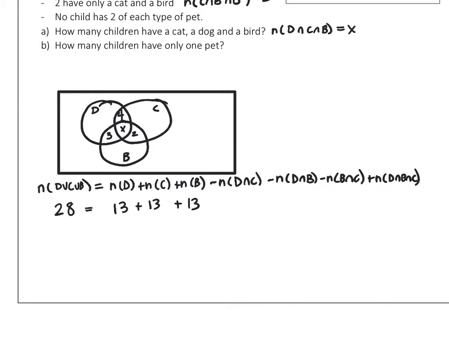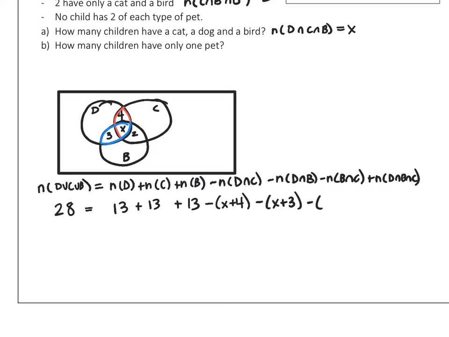Now this is where it gets a little bit confusing. The number of elements that are in the dog and the cat, we have to keep in mind that that would be this whole thing here. So it would be not just 4, but x plus 4, right? So I'm going to subtract x plus 4. The dog and bird, that's this part right here, so that's going to be x plus 3. Make sure you have your brackets around there because it's going to change your signs.